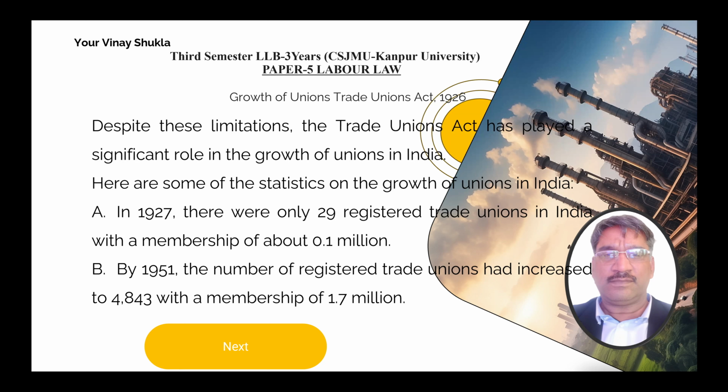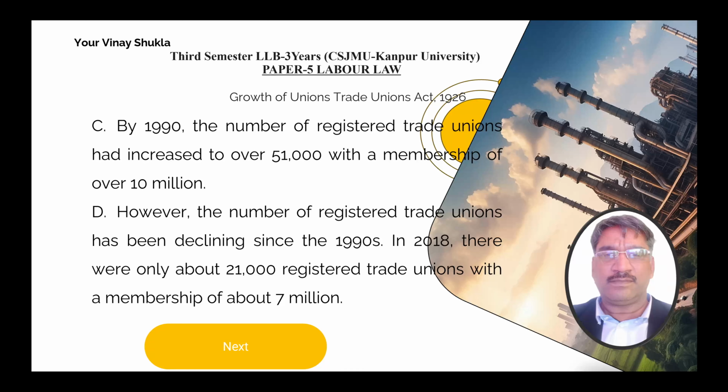Here are some of the statistics on the growth of unions in India. In 1927, there were only 29 registered trade unions in India with a membership of about 0.1 million. By 1951, the number of registered trade unions had increased to 4,843 with a membership of 1.7 million.